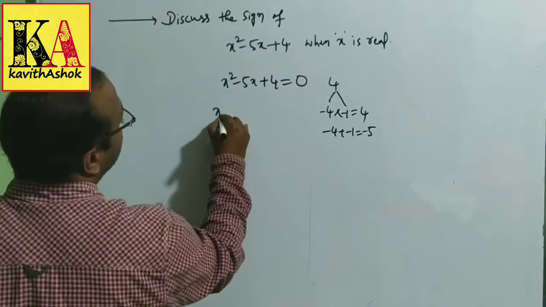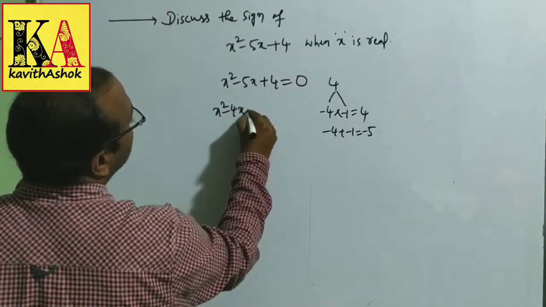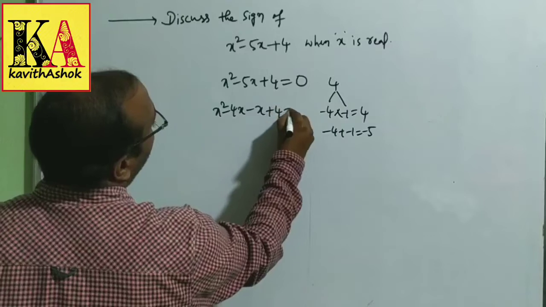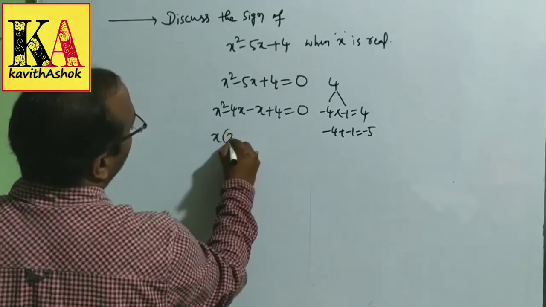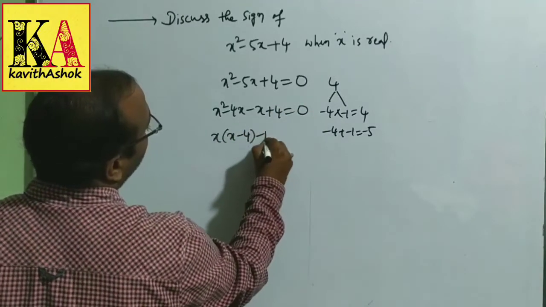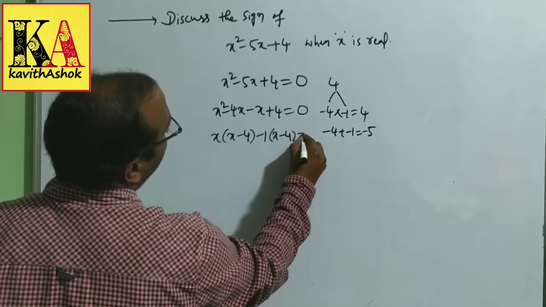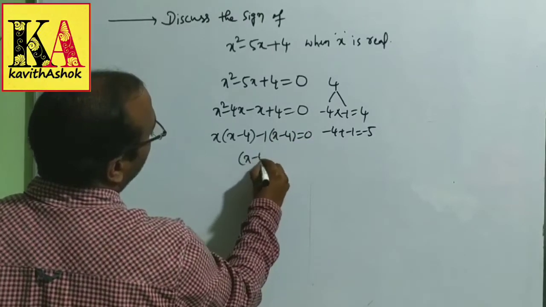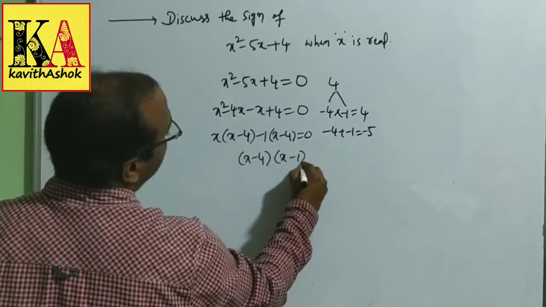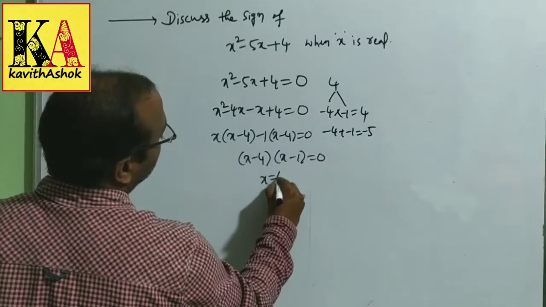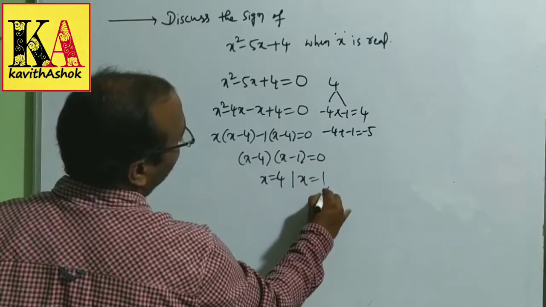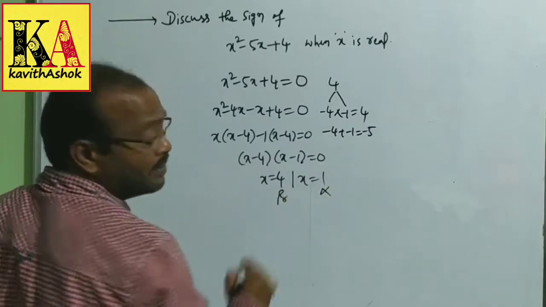So we can write this as x square minus 4x minus x plus 4 is equal to 0. X common, x minus 4, and minus 1 common, x minus 4 is equal to 0. From these two, x minus 4 common, x minus 1 is equal to 0. Then x is equal to 4 and x is equal to 1. The minimum value we take as alpha and the maximum value as beta.